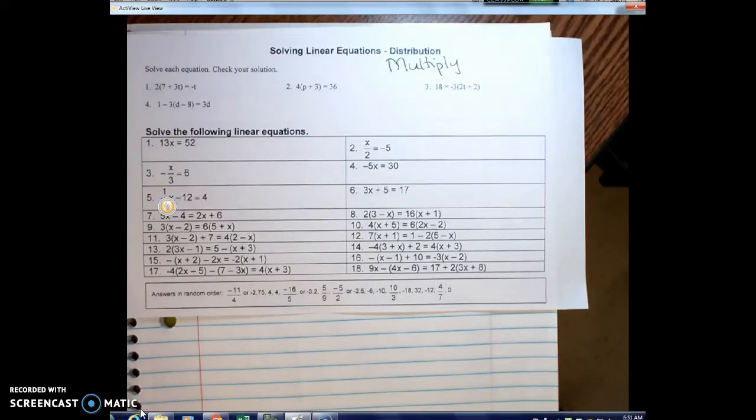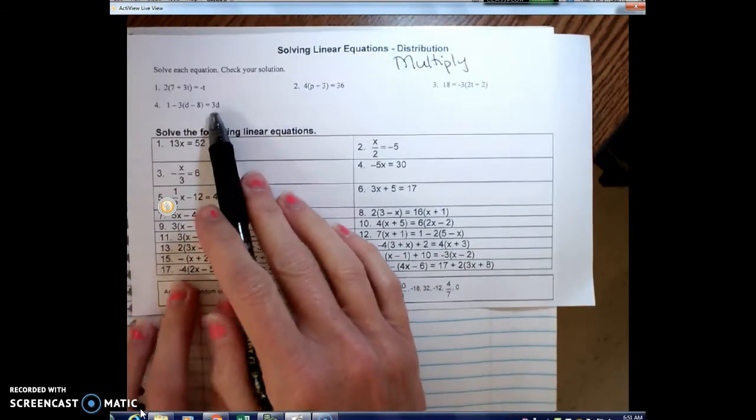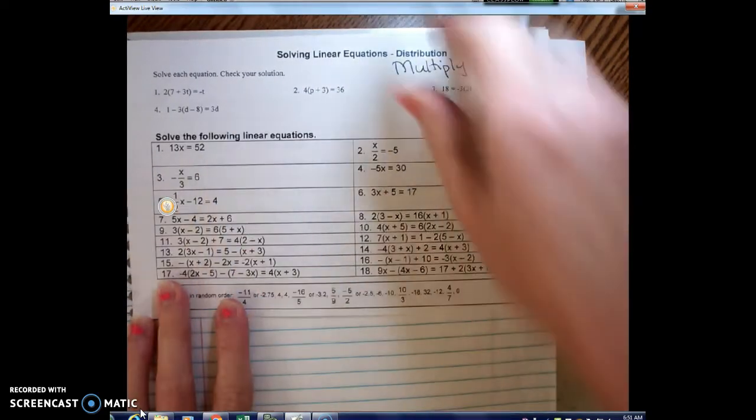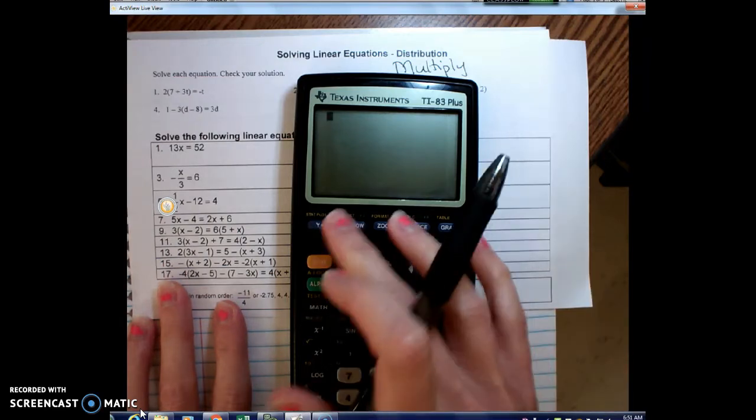Okay, so looking at this distribution worksheet, we're going to look really quickly at how you can check your answers or kind of cheat your way through these problems when you're solving. Even with distribution, the main catch is that you have to be able to plug it into your calculator correctly. So if we look at any of the problems up top, the examples we've gone over, you can always go back and check them in your calculator.